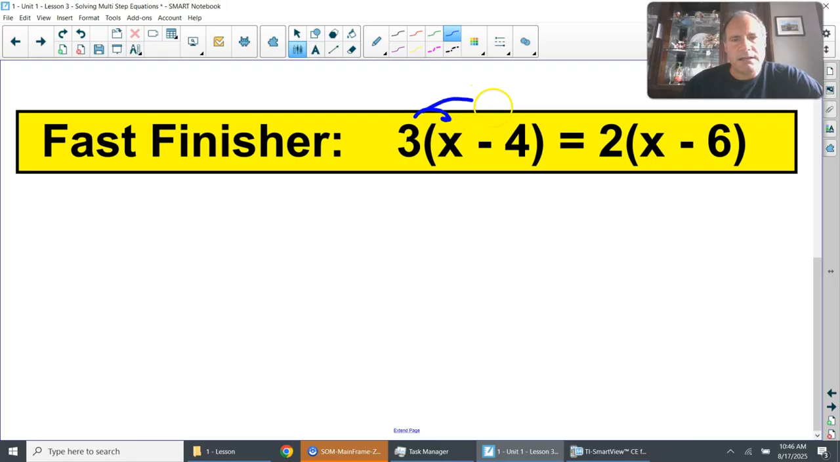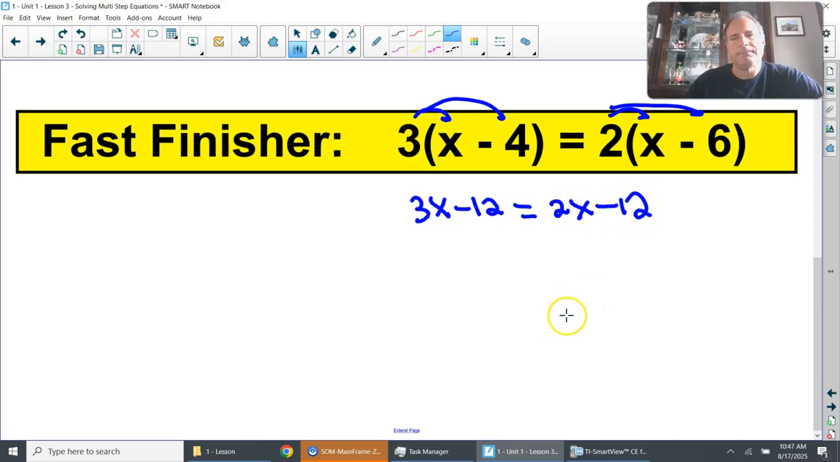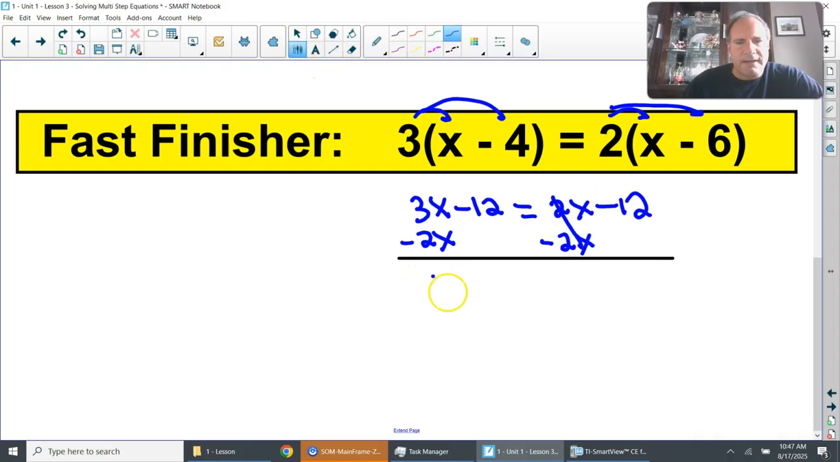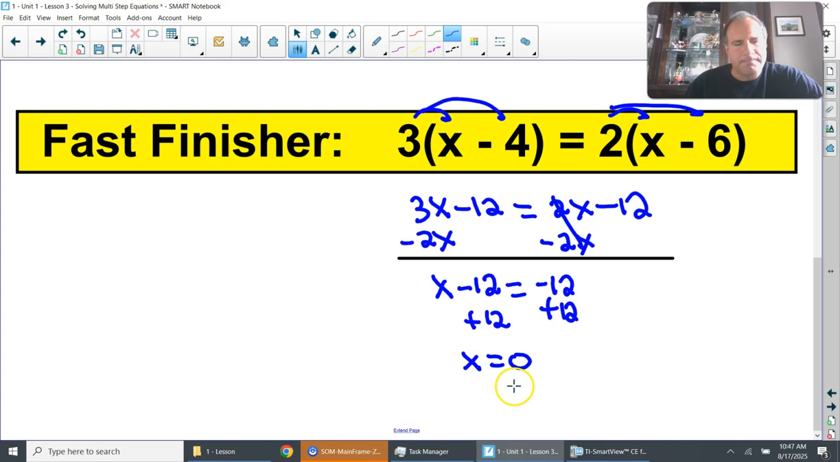Here's a fast finisher, and pretty easy fast finisher. No fractions involved. Just do distributive property. You have 3x minus 12 equals 2x minus 12. And subtract on both sides. Get the smaller x over to the larger x. This cancels. You have x minus 12 equals negative 12. And you add 12 on both sides, and guess what you get? You get x equals 0. And that's fine.